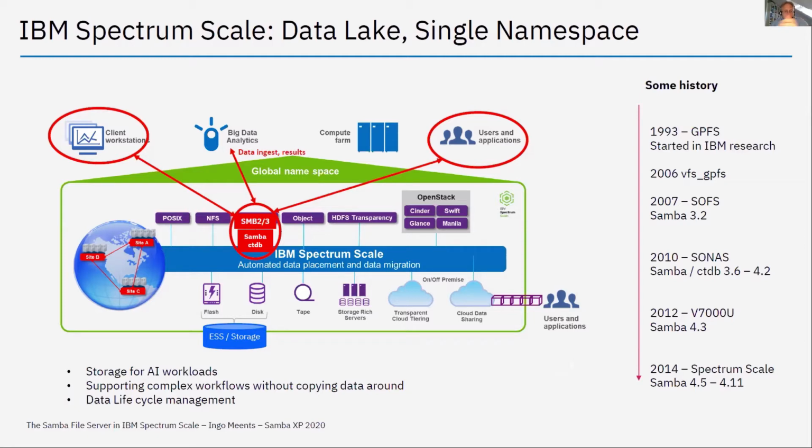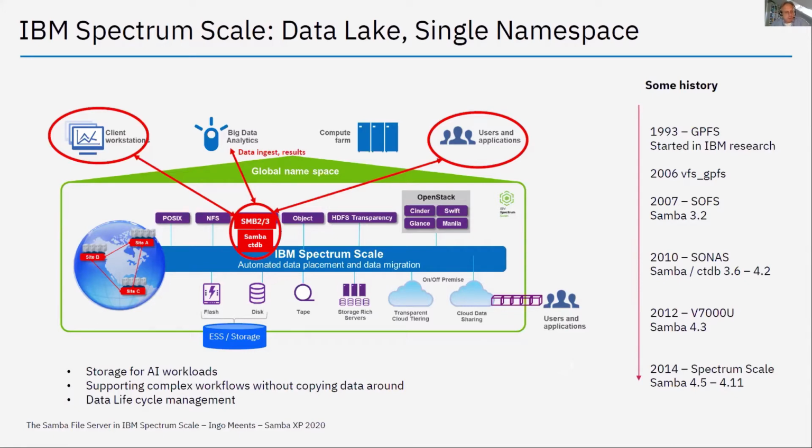So just looking at the picture, I think you get the idea. You have a huge data lake, a single namespace on a clustered file system. And then for all the modern workloads, whether it's containerized AI workloads or HPC, there is some component that gives you access to the data, ideally without having to copy the data around.